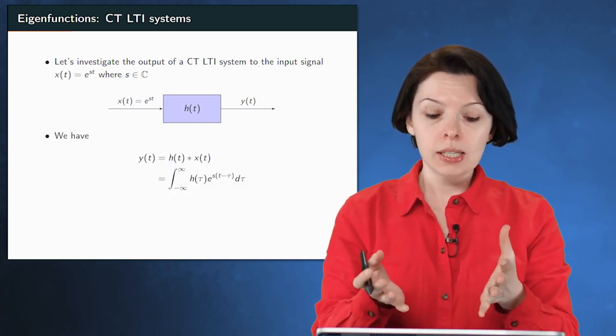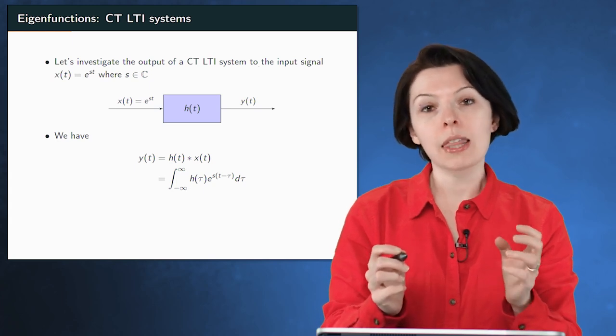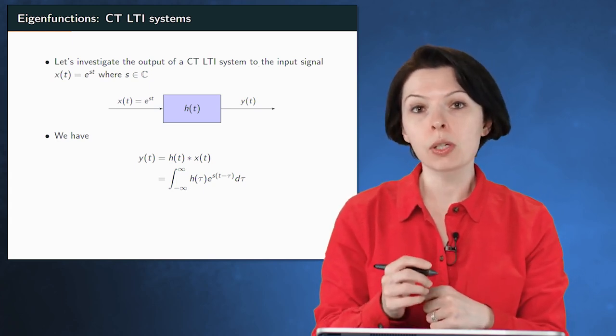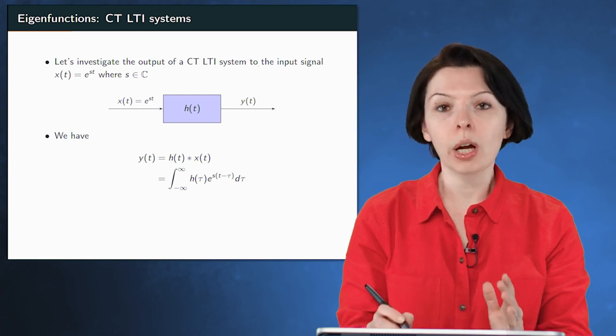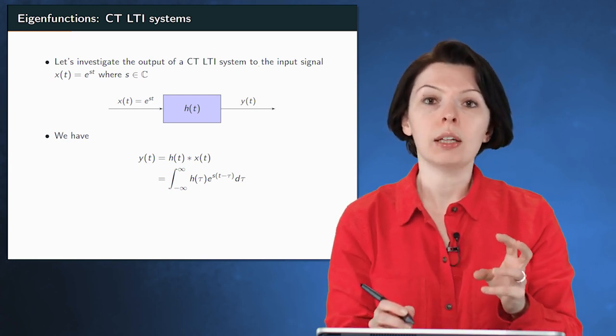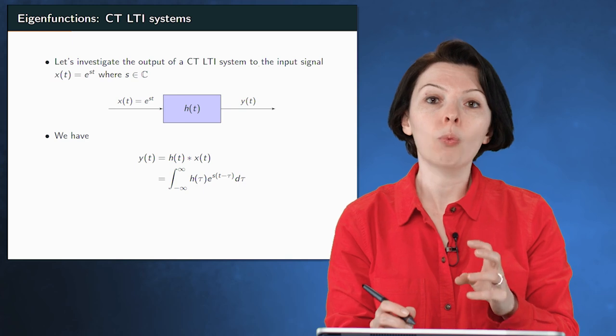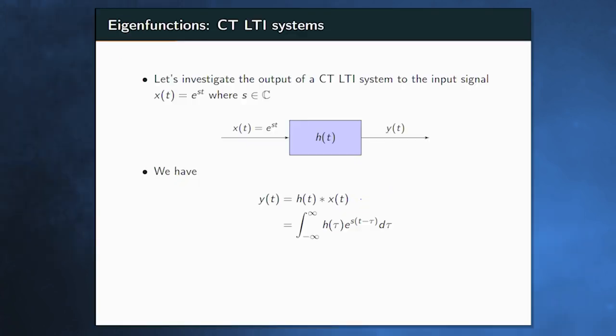Because this is an LTI system, we can write the output as the convolution of the impulse response with the input signal. So y of t is h of t, the impulse response of the system, convolved with x of t. That is equal to the integral from negative infinity to plus infinity of h of tau x of t minus tau d tau. Then x of t minus tau is e to the s times t minus tau.